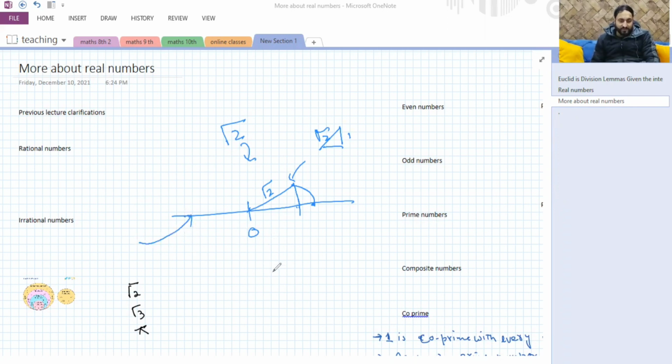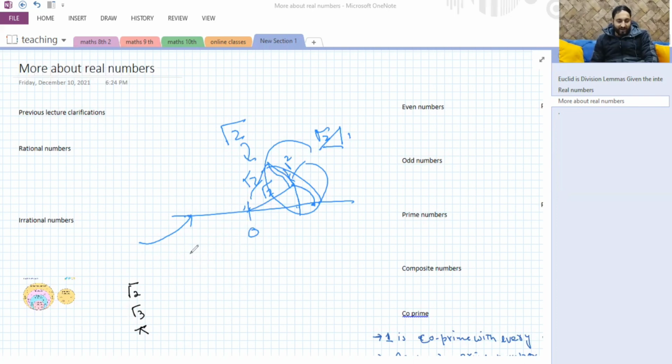Some more numbers. Suppose we have to draw root 3. You draw a perpendicular on this root 2, then join root 2 square plus 1 square, which comes out to be root 3. Then you take this radius and rotate it right over here. So this is the way to represent irrational numbers on a number line.